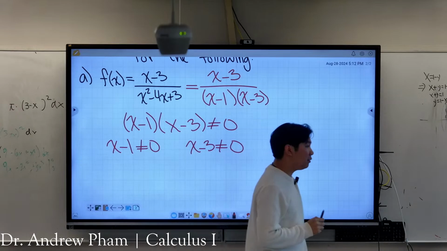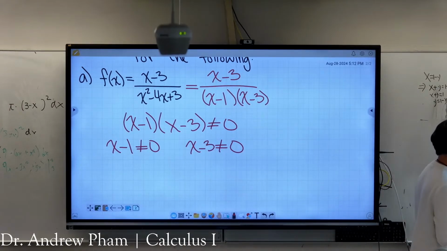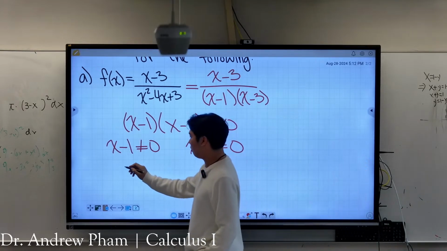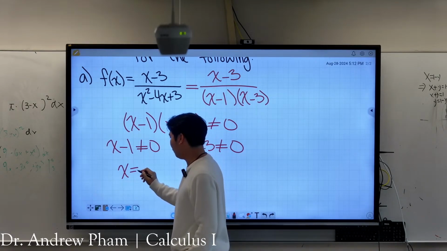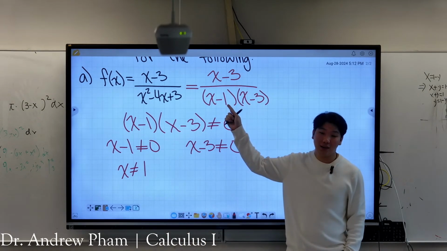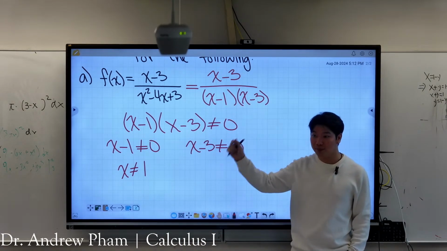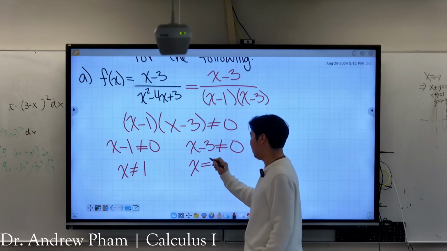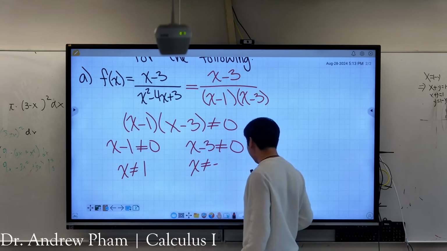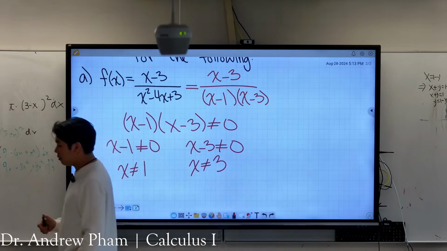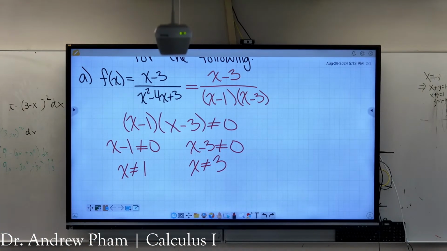So from the left, what result do I get from the left equation? Yeah, we want to make sure that x is not 1. And we can check that. If I plug 1 into here, I get divided by 0. It's a problem. And what about on the right? We want to make sure x is not 3. Perfect. So now the question is, how do I write this in interval notation?